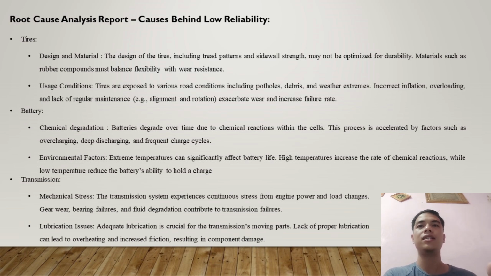Finally, lubrication issue. Adequate lubrication is crucial for the transmission's moving parts. Lack of proper lubrication can lead to overheating and increased friction, resulting in component failure.